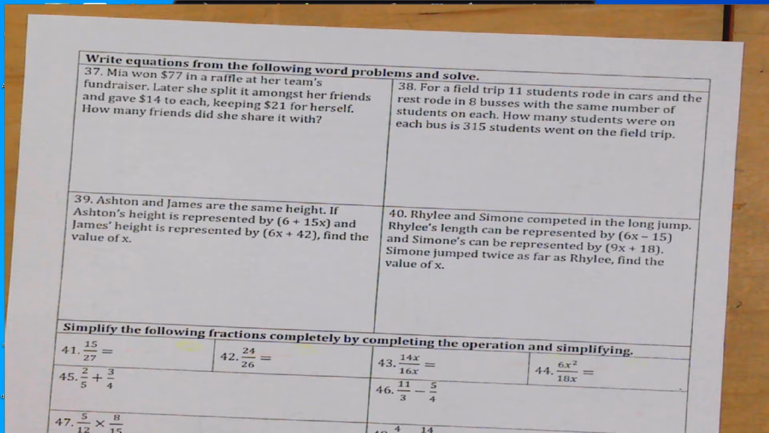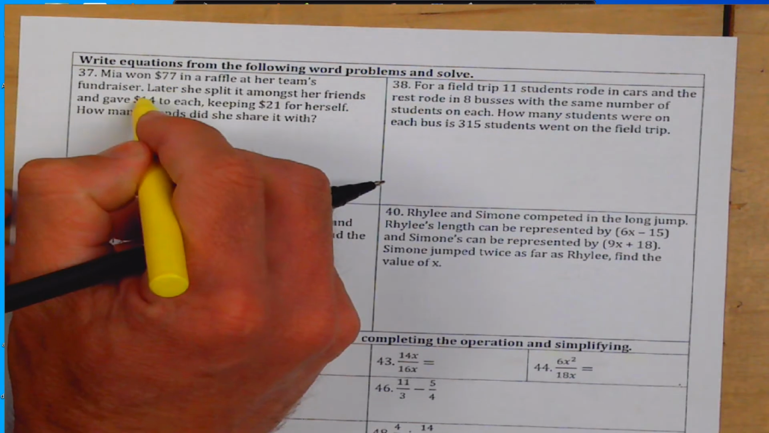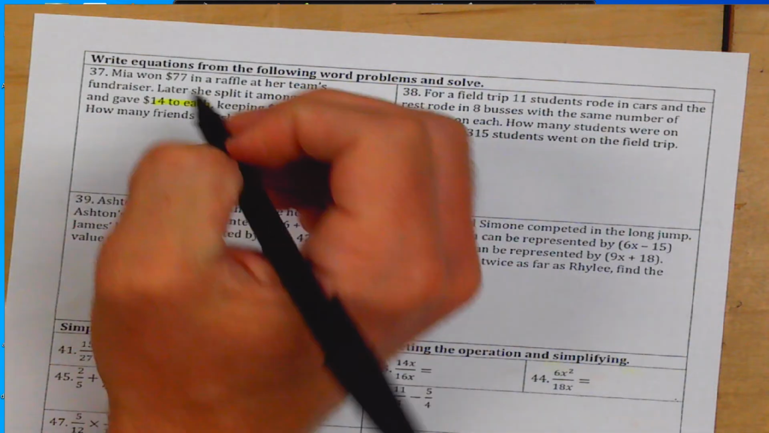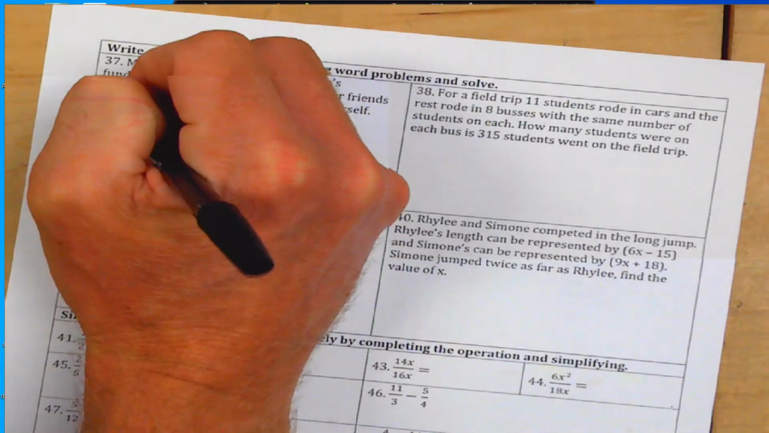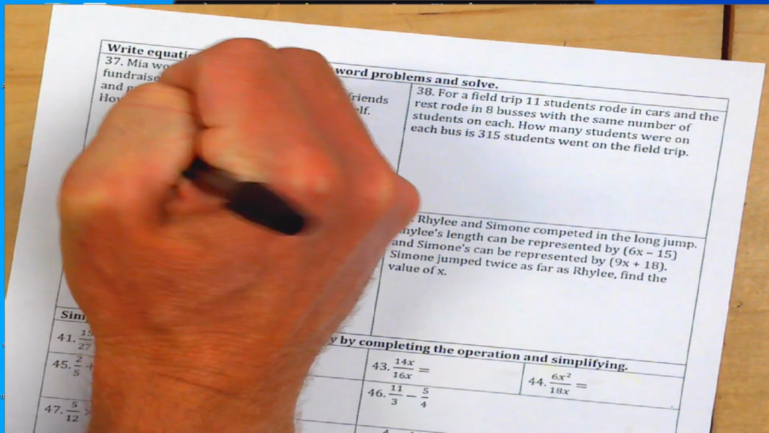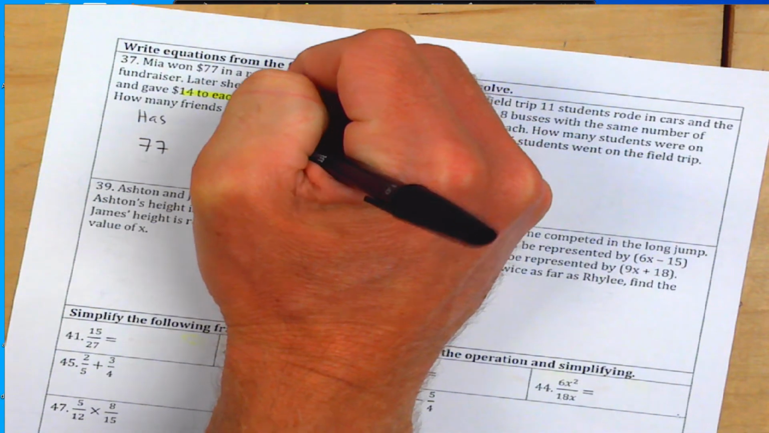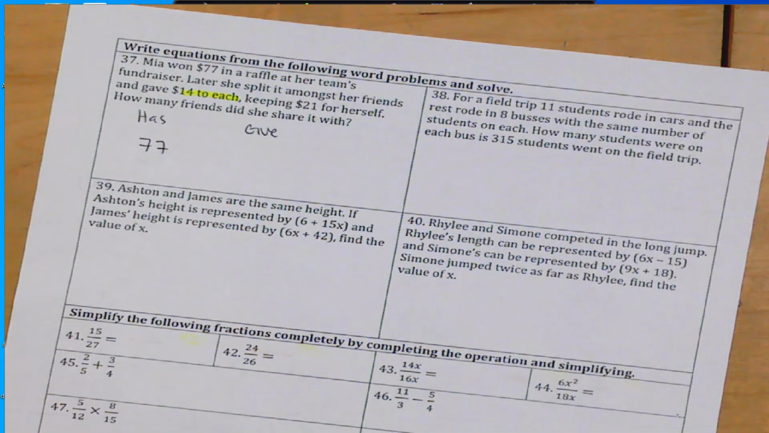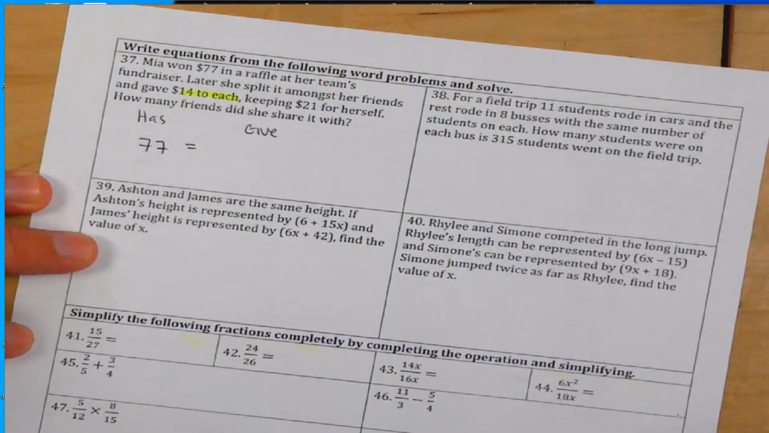Okay, so whenever we see this word each, it means it's probably going to be a variable. And if she's keeping 21, that is going to be a constant. So we have to think of how can we write an equation to solve this. Well, we know that she has $77, but she's going to give out or save for herself all the money. So 77 has to equal how much she gives out.